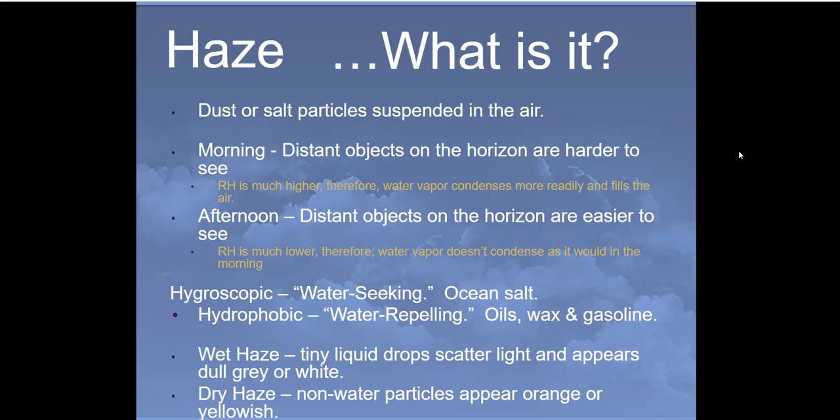So we have a lot of hazy days during the spring when farmers are plowing fields, or if they are burning a lot, we'll have super hazy days.